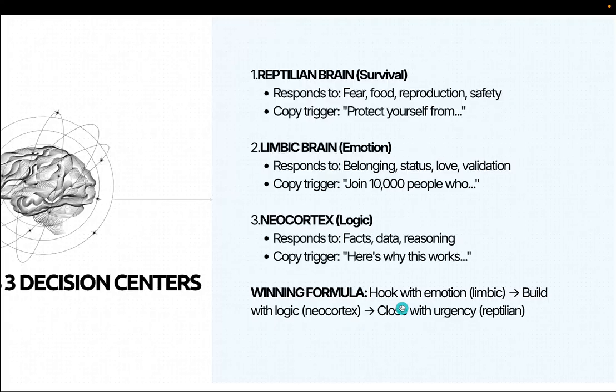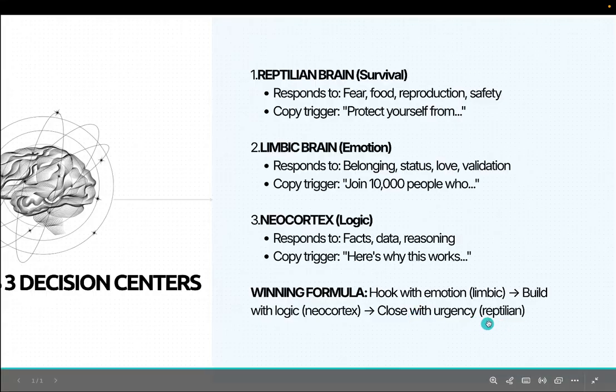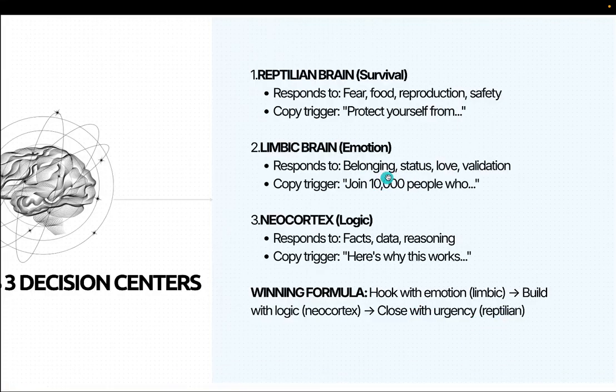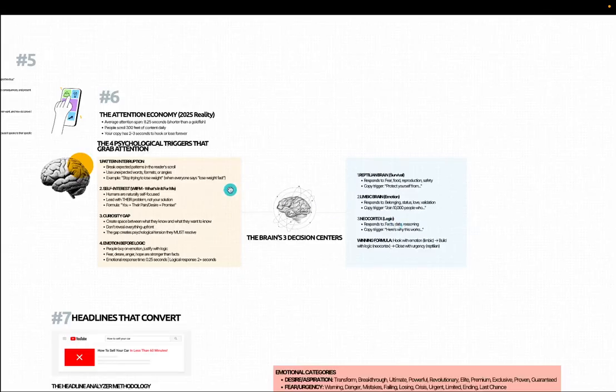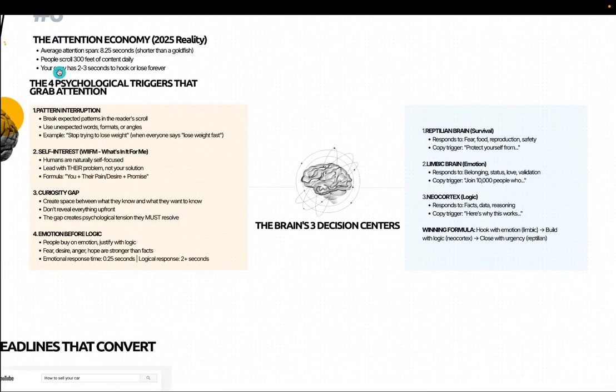So I gave a winning formula here. You first hook with emotion, then you build with logic, then you close with what? Agency. So this is what you can do. The limbic brain is emotions, right? So when you are starting a copy, you can grab attention with this one, then you move on to the neocortex one, where you give the facts, you get it, and now you can end with the reptilian brain tactics. That's agency, right? Good. So by the way, we've been able to tackle the concept.